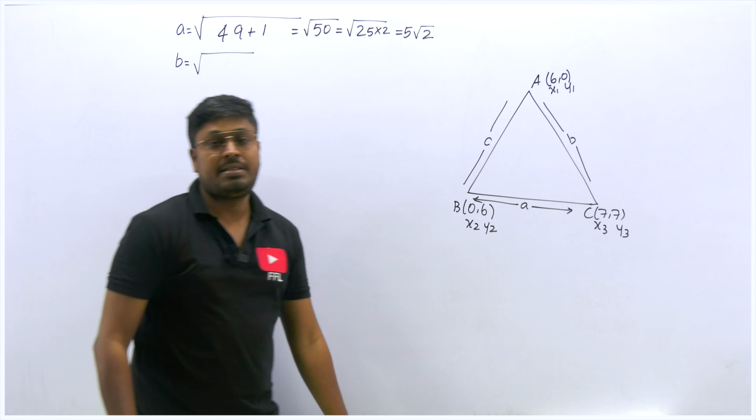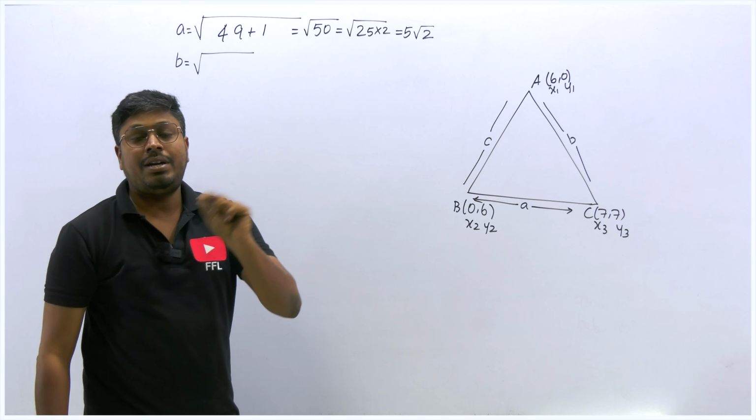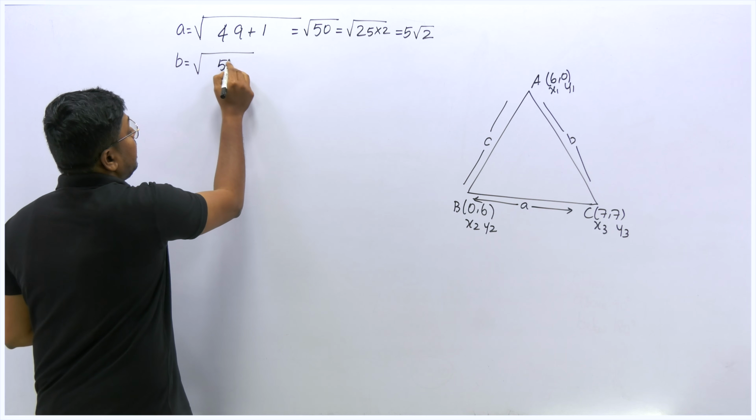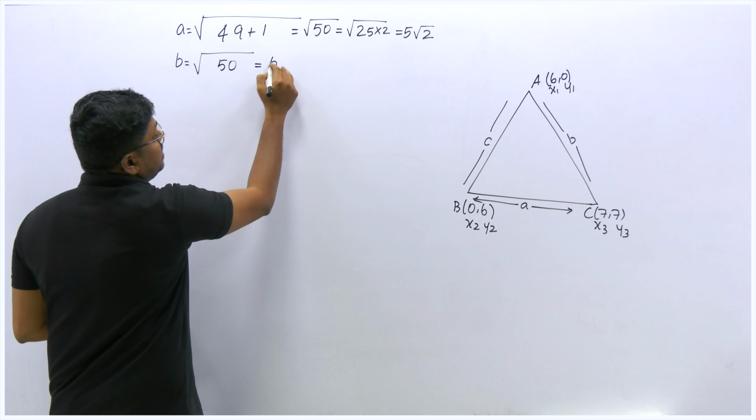7 minus 0 will be 7. So 7 square will be 49. 49 plus 1 will be 50. Again we are getting B as a root of 50, which is 5 root 2.